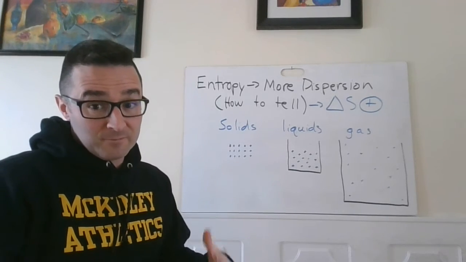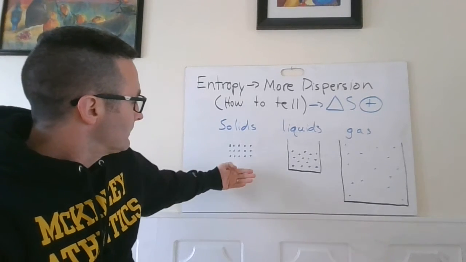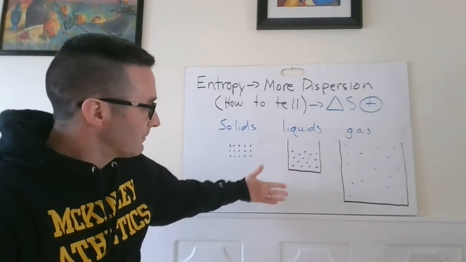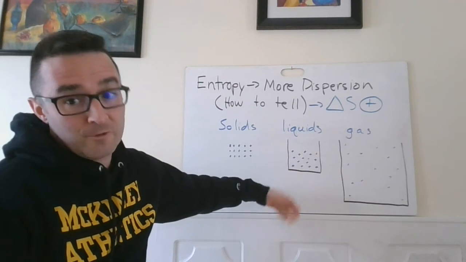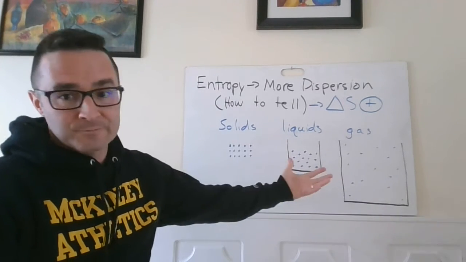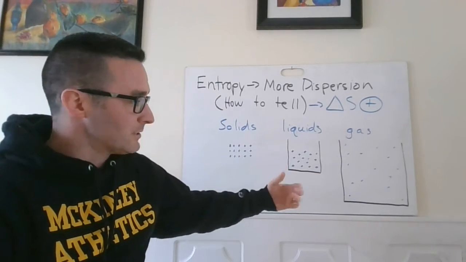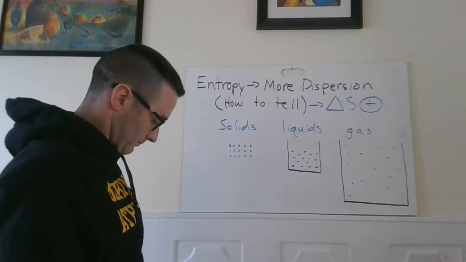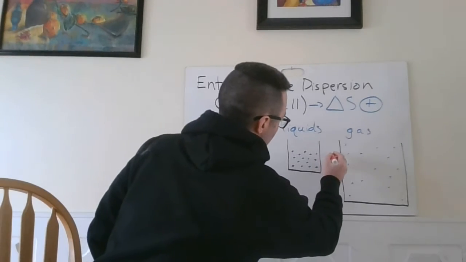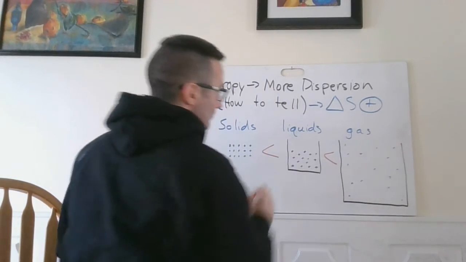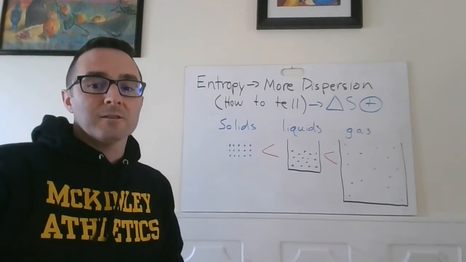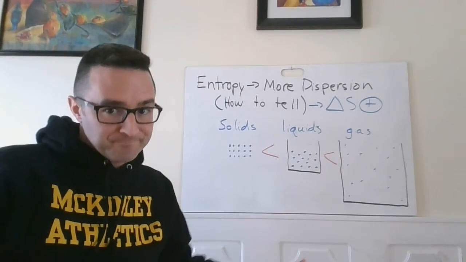If you're keeping things at roughly the same pressure, solids exist at a lower temperature. Your particles have a lower kinetic energy. Liquids have a higher temperature. They're at a slightly higher kinetic energy. And gases, you've got more molecular motion. They're all over the place. More dispersion, less dispersion, least. Makes sense. Gases are going to have higher entropy, liquids lower, solids the least. Pretty easy.